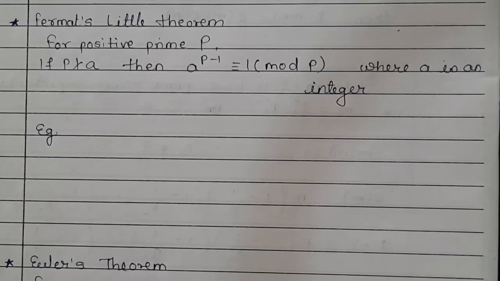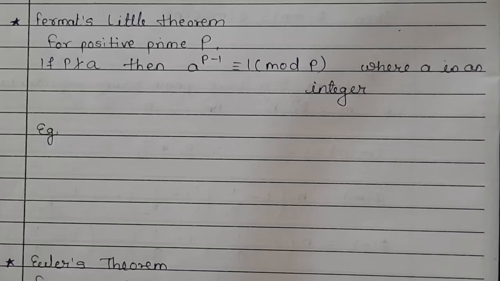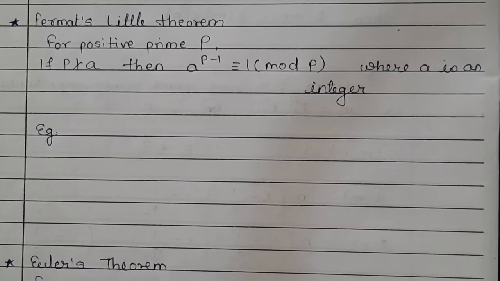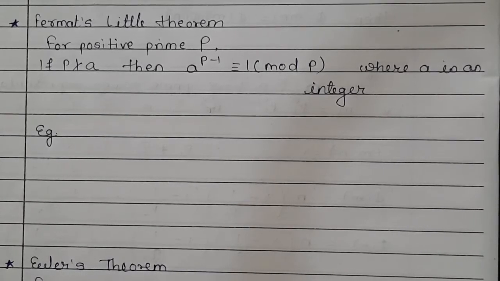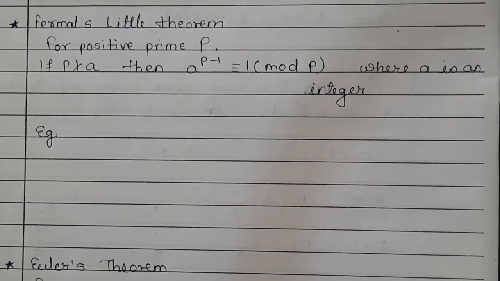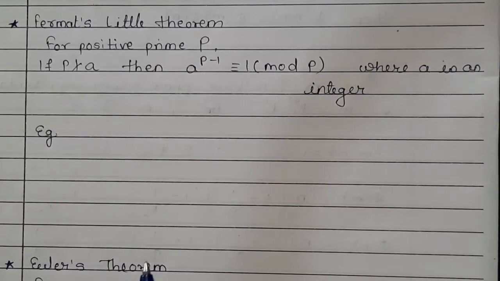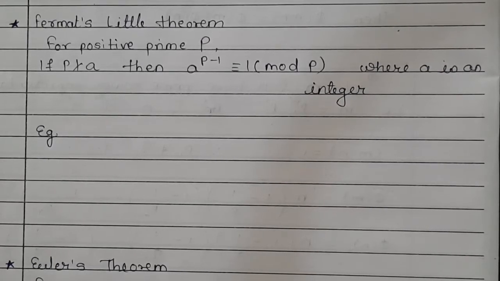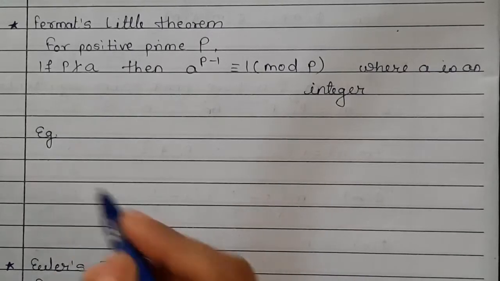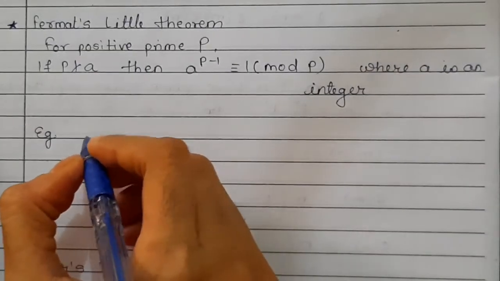What does it say? For a positive prime p, if p does not divide a, where a is an integer, then a raised to p minus 1 is congruent to 1 mod p. What does it mean? Let's see by taking an example.